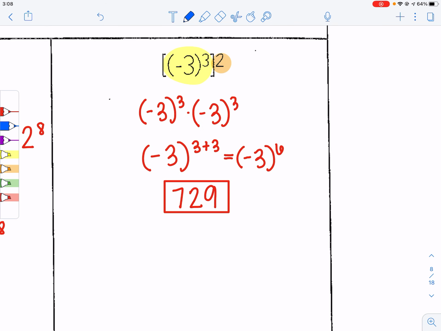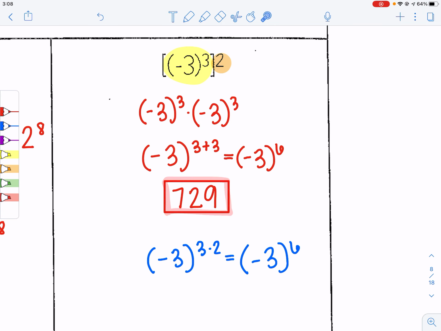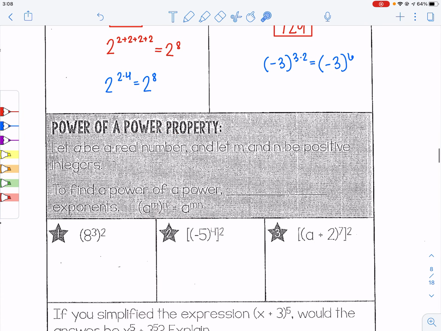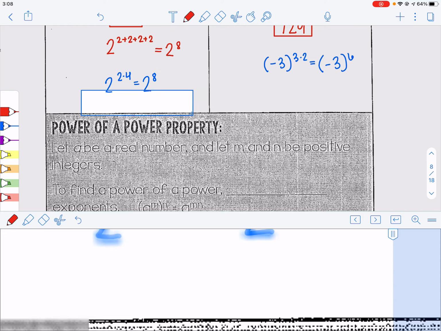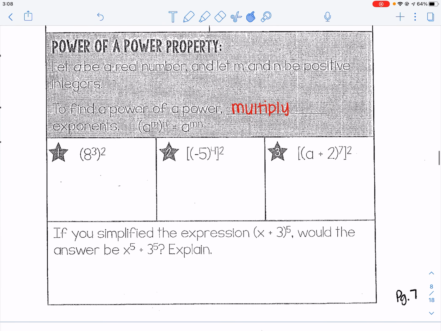Same thing here. Keep the negative 3, and then do 3 times 2, and we know 3 times 2 is 6, so that gives me negative 3 to the 6, which is what I had here, and then multiply it out, and you get your 729. Okay, so that's your shortcut. To find a power of a power, we just multiply our exponents together, and that's only when you have a power and then another power right next to it, right above it. We multiply our exponents.